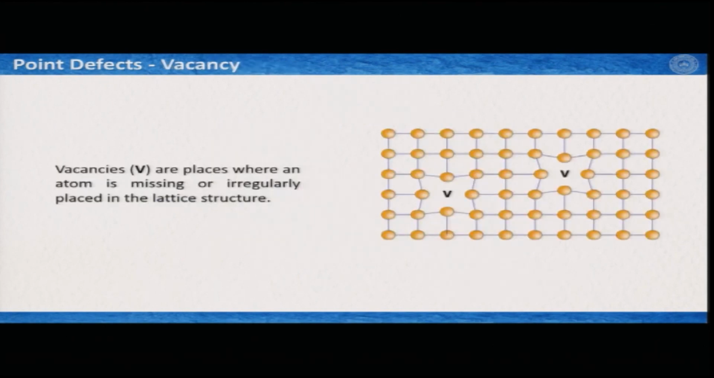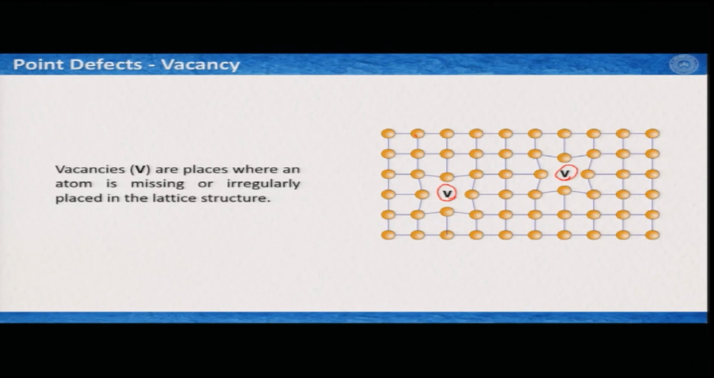So, the vacancy that we talked about, as we see in this illustration, if I look at this area in particular, the atoms within this particular segment of this lattice are distributed very homogeneously. Their interatomic distances are constant and so on. However, if we see this place in particular or this place in particular, one atom or one element is missing. So, vacancies are the places where an atom is missing or irregularly placed within the lattice structure.